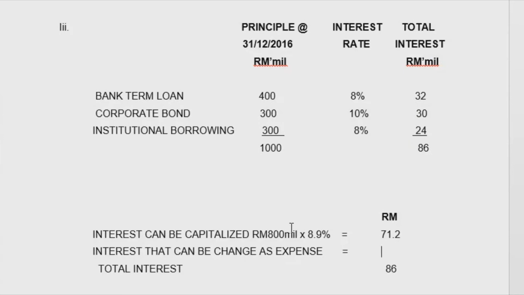Next step is we need to find the interest that can be charged as expense. First, we take the interest that can be capitalized that we calculated in question 2, that is 800 million times 8.9%, we get 71.2 million. Then for total interest, we have 86 million. To get the interest that can be charged as expense, we do simple math, that is 86 million minus 71.2 million, and we get 14.8 million for interest that can be charged as expenses. So this is the answer.